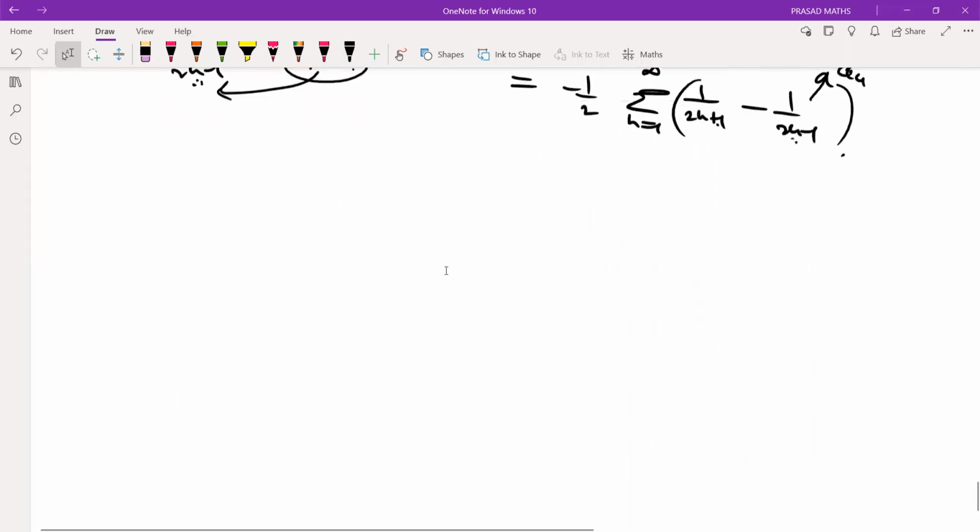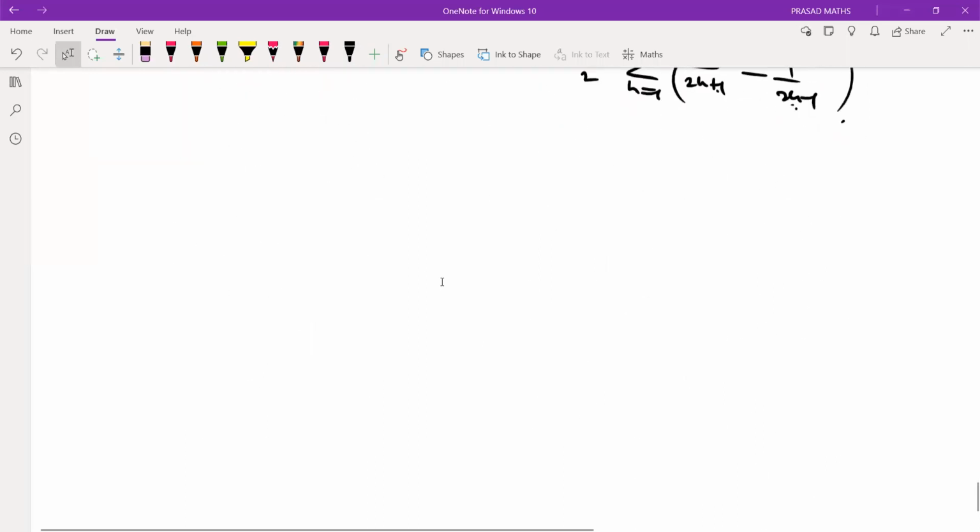Okay. So this is what actually the telescopic method is. This is exactly what the telescopic method is, right?